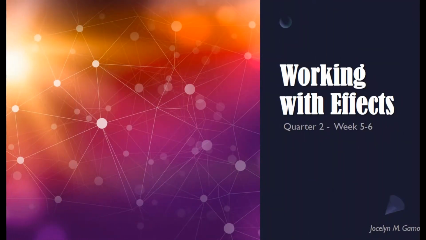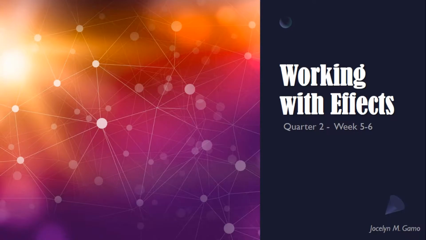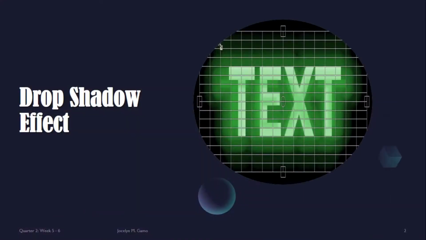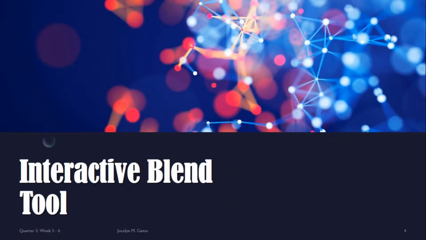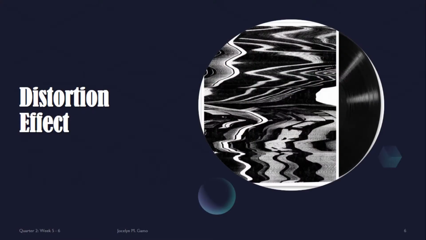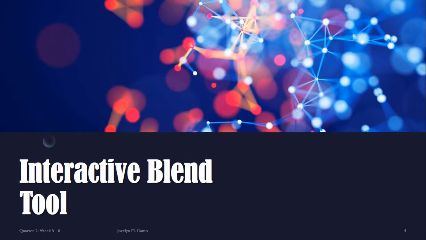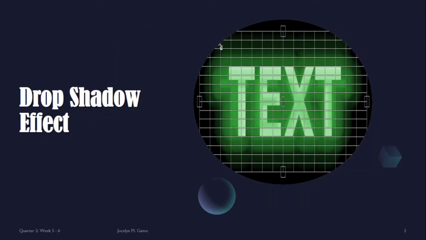Everyone! For today's lesson, I will be discussing how to work with the different effects in CorelDraw. We are still in quarter 2, weeks 5 to 6. The following are the different effects that we can use in CorelDraw: drop shadow effect, contour effect, interactive blend tool, envelope effect, and the distortion effect. Let us try to apply them one at a time.